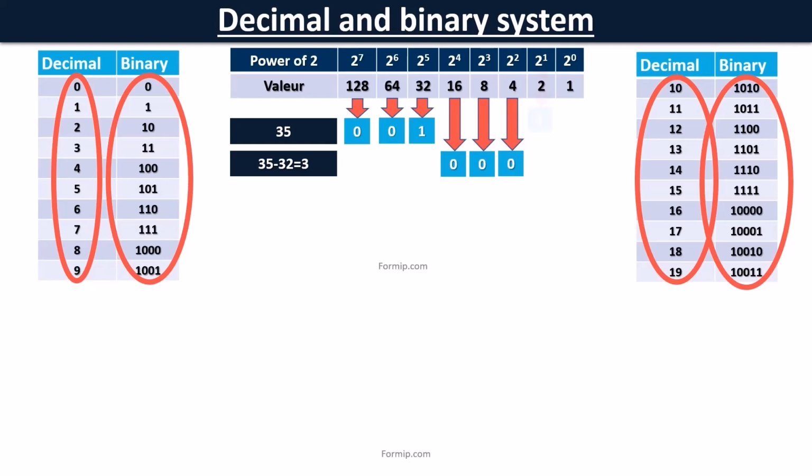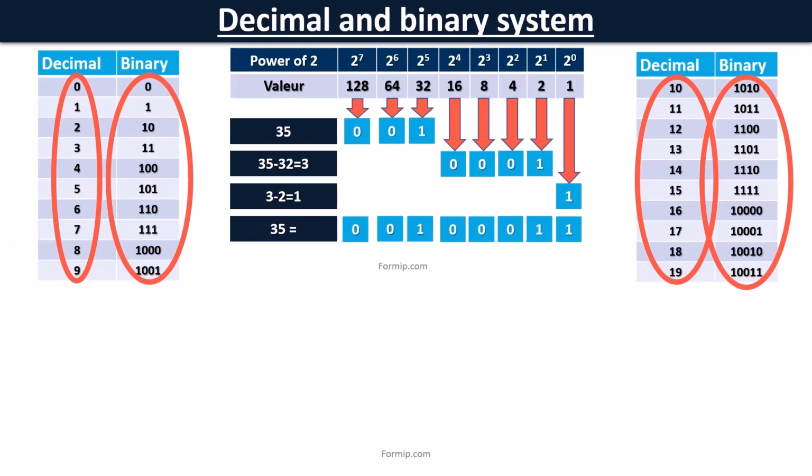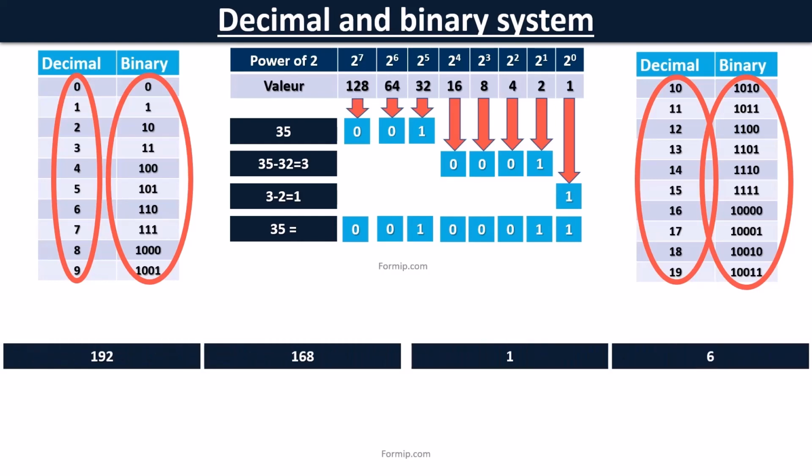As for the next number, the 2, it is less than or equal to 3. This time we put a 1. We subtract 2 from the number 3, and now we just have to find the number 1. The decimal value of the last bit is 1, which is the remaining number. We will therefore put a 1 below. The binary equivalent of the decimal number 35 is 0010011.